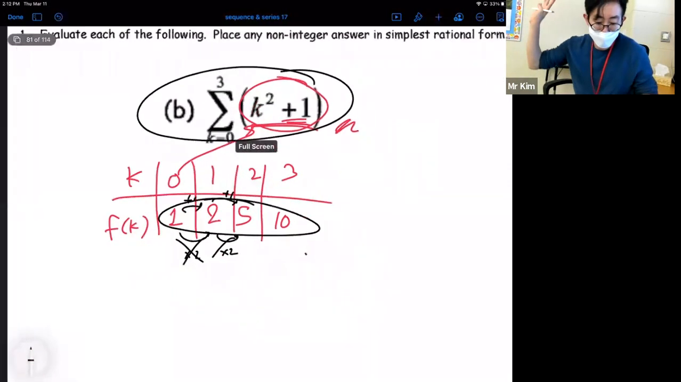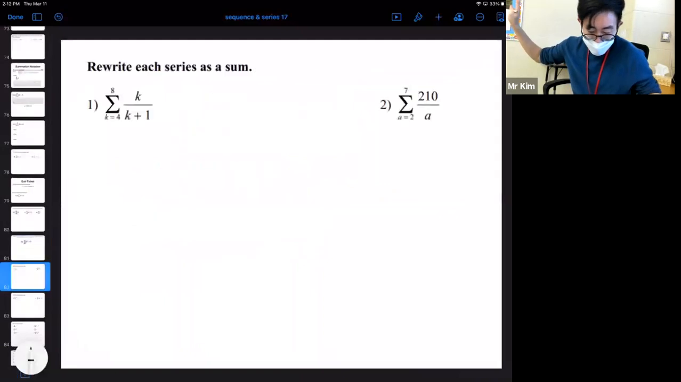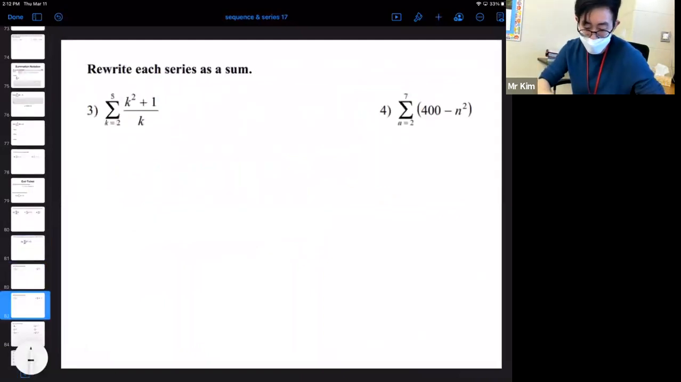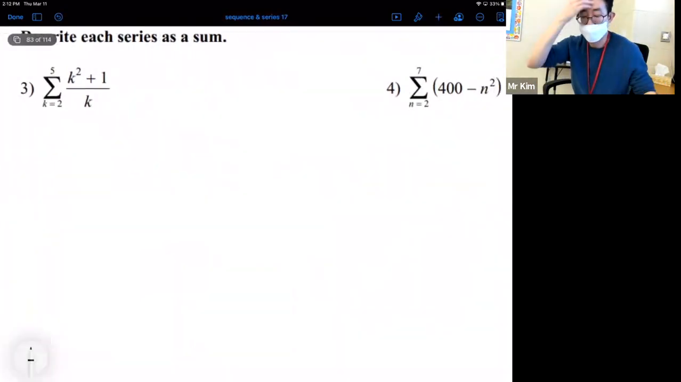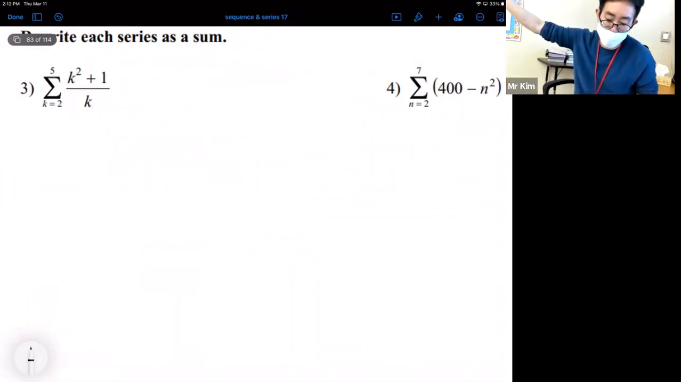Okay? Before we go, I'm going to ask you to please do these two problems, and then we're going to check, and then we're going to end the session for today. You should be able to see that these two are nowhere near arithmetic or geometric. Once you're done, please check using your calculator, please.